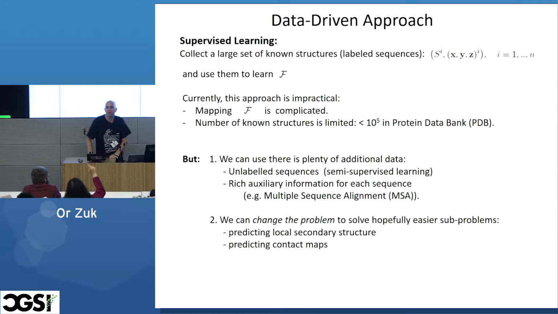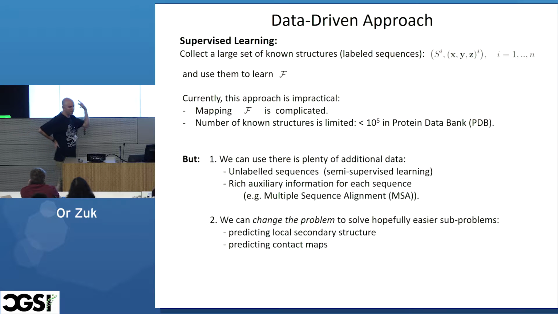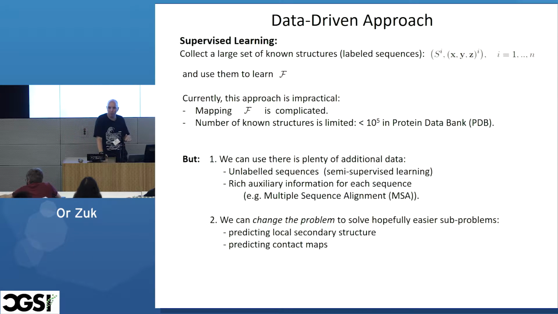If you could remind me again, what exactly is f? What are you trying to do? All right, so f is sort of, you can think of it as an idealized function that ideally we would like to learn. We are not able to. It's a function that maps a sequence to a 3-dimensional structure of each of them. Instead, we'll be more modest and we'll try to predict contact maps.